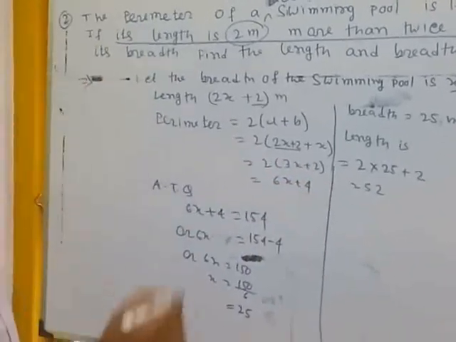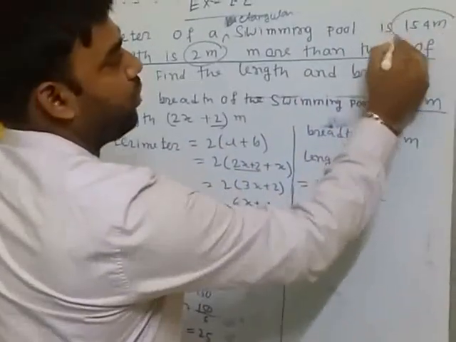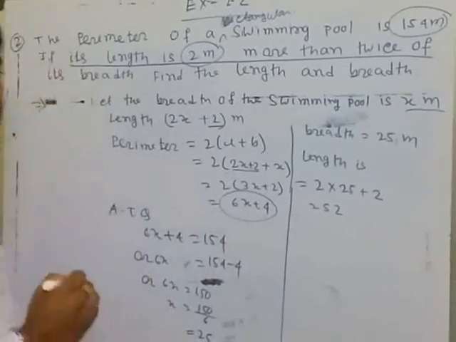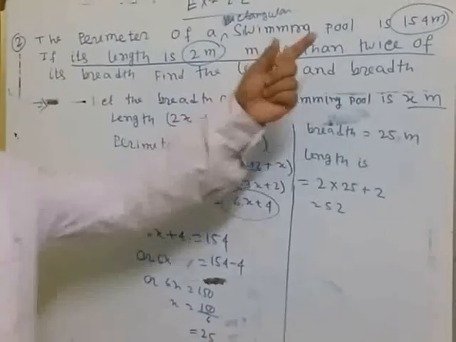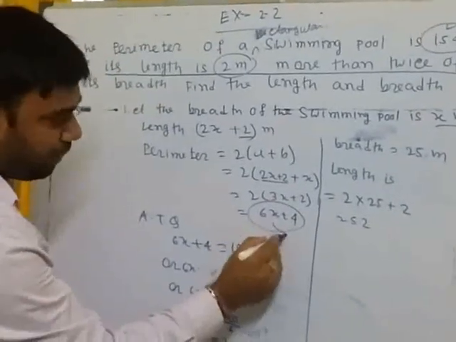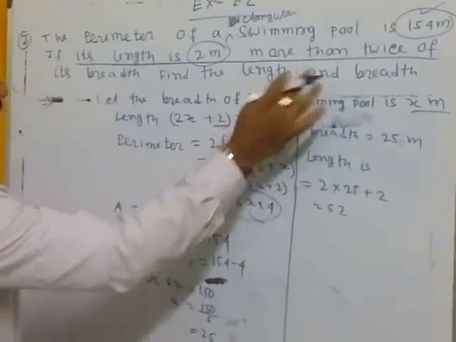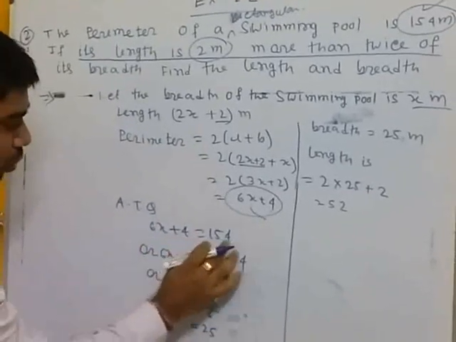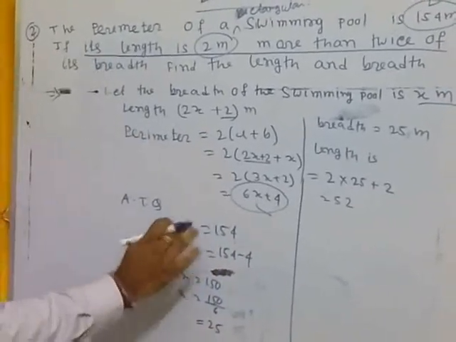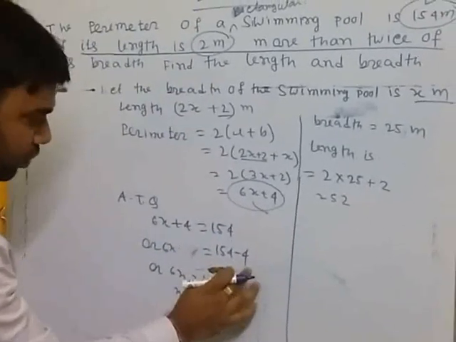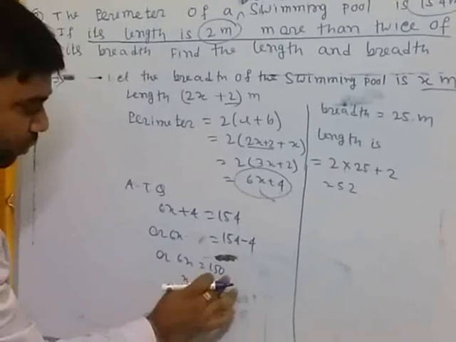Now the perimeter of the swimming pool is 154, and the perimeter in terms of the variable is 6x plus 4. According to the question, these two are equal. So 6x plus 4 equals 154. Transposing plus 4 changes the sign to minus: 154 minus 4, that is 150. So 6x equals 150.